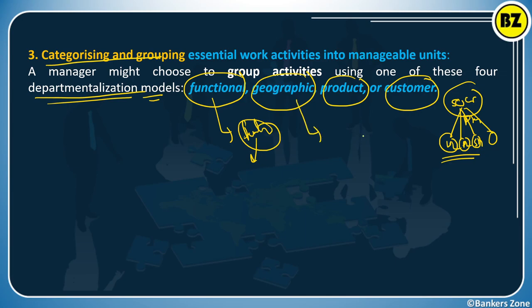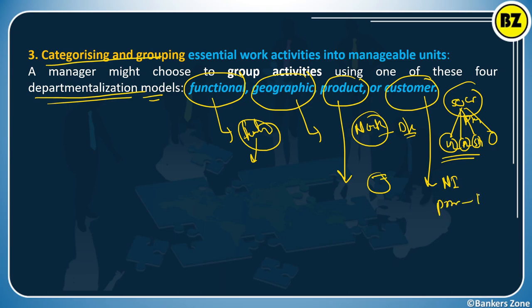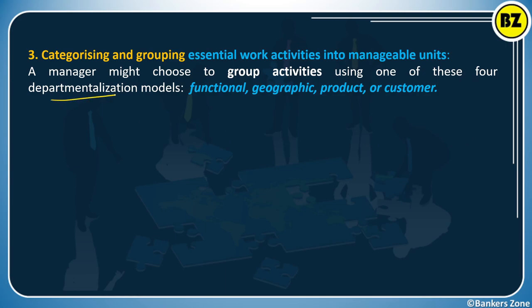Geographic means, for example, in the north, what will be sold more? The dhoti and kurta is more wearable. Product based means what will be your most saleable product that you will choose. Customer means what is the customer base: high net worth individuals or poor people, where you can use a government scheme. So depending on that, there are different departmentalization models. You can choose functional, geography, product, or customer.